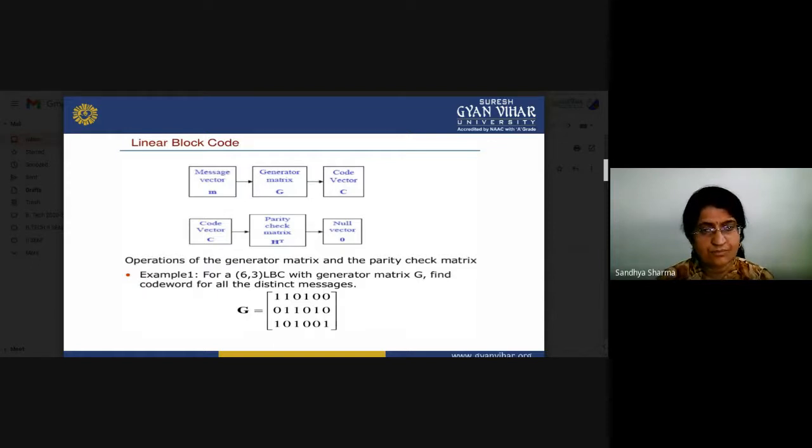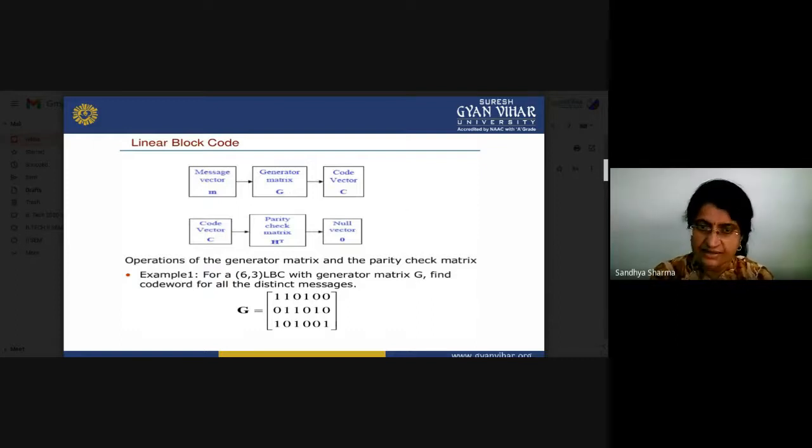Now this is the example. This is a (6,3) LBC code with generator matrix G. Find the code word for all the distinct messages. So here we have to solve these questions. You are given a (6,3) LBC code.